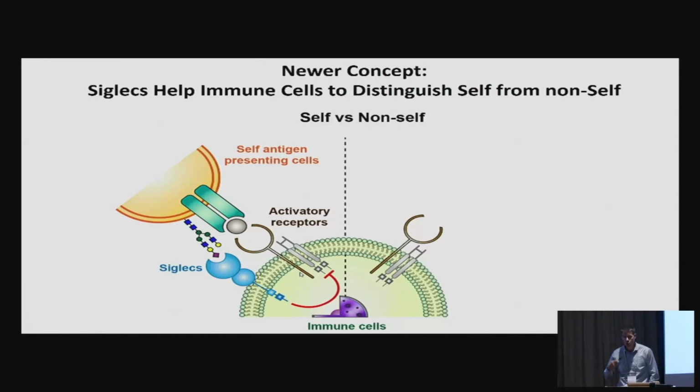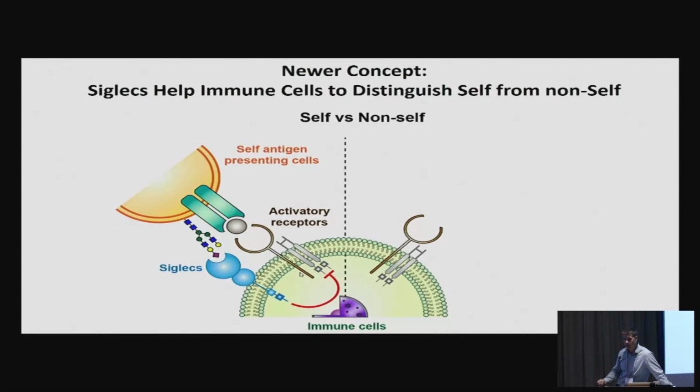And so the "when" is really critical. When would a trans interaction drive a siglec with an activatory receptor? Well, it would be in the context of recognizing sialic acid on another cell. So what cells have sialic acid on them? That's an important question to ask.